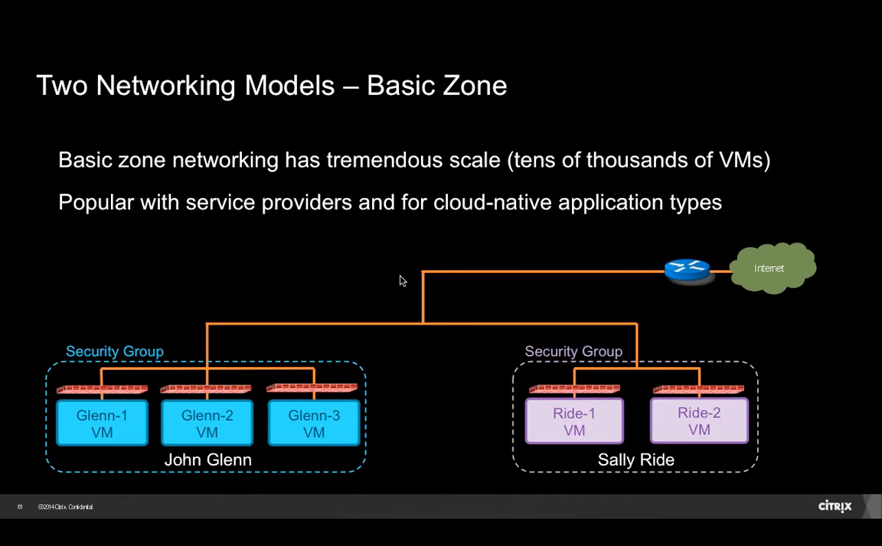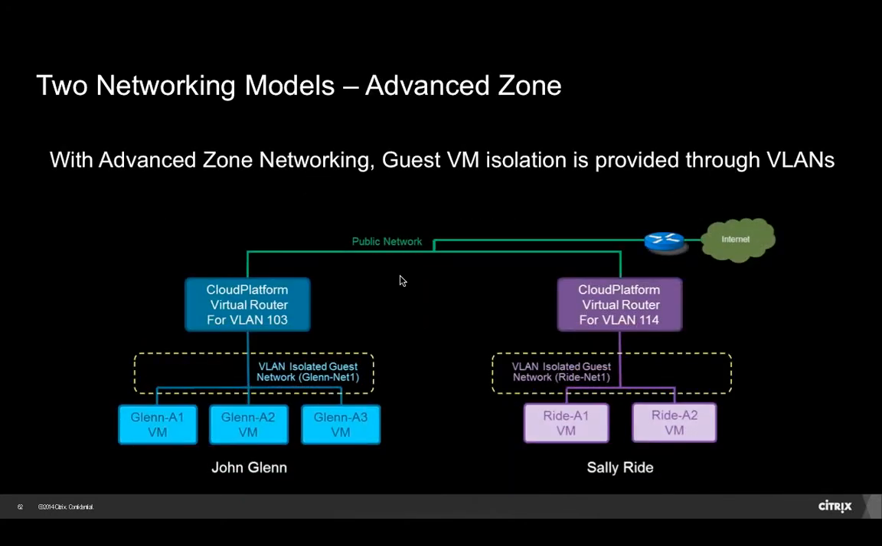And essentially, the different tenants, in this case here, we've got John Glenn that has 3 VMs, and Sally Ride has 2 VMs. They have the perception that they're on a private network. And this is done through 2 different ways of handling the isolation. First off, basic zones. With a basic zone, all the guests share a single network, as you see here. But the guest VM isolation is provided through security groups. IPsec and IP groups and things like that are handled at the network layer within security groups to give the perception that they can't see each other.